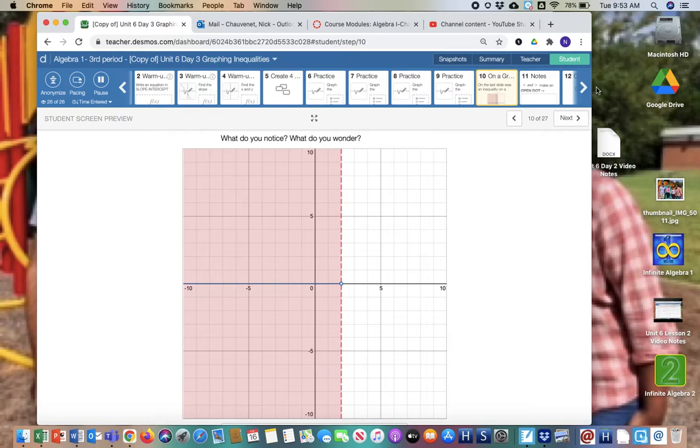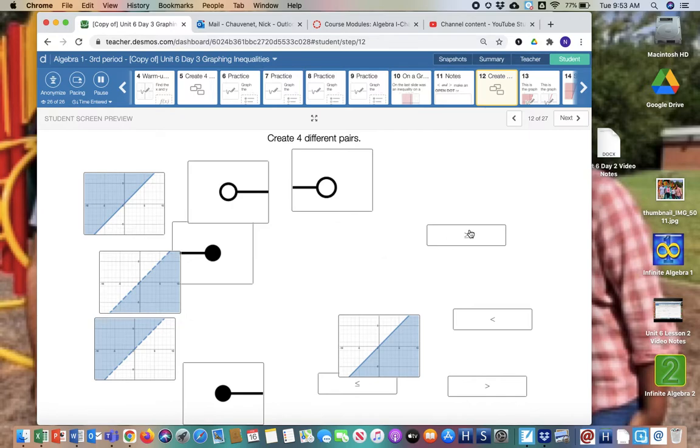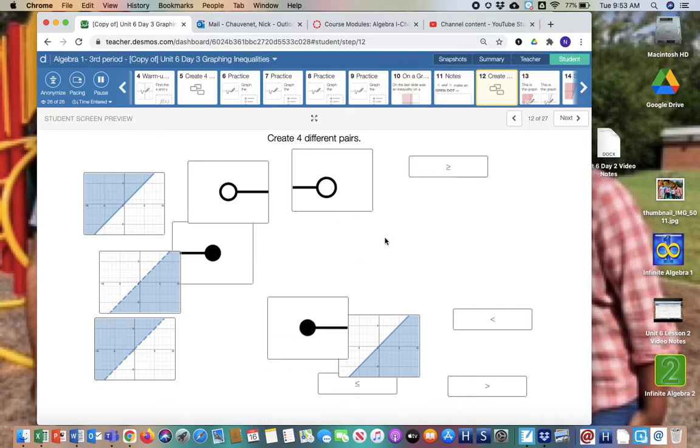Okay, so that's what we're going to look at here. When we have just a greater than or less than, we're going to have this dashed or dotted line. And what that means is that the points on the line are not solutions. When we have or equal to, it's going to have a solid line, and that means that the points on the line are solutions, okay?